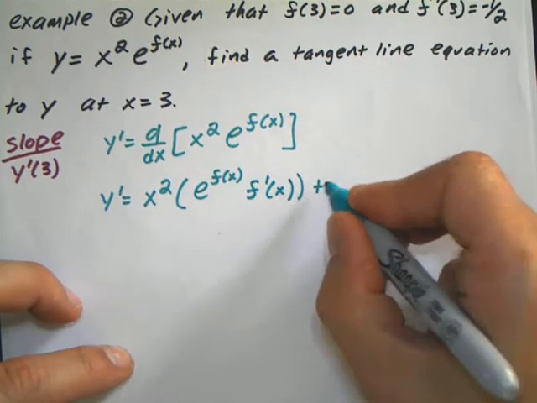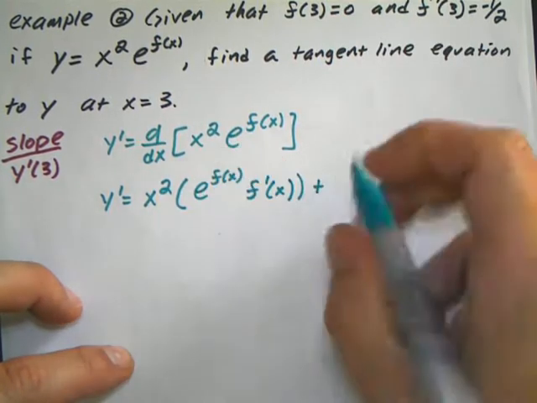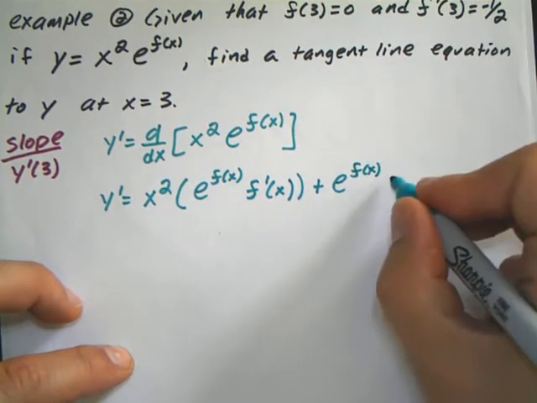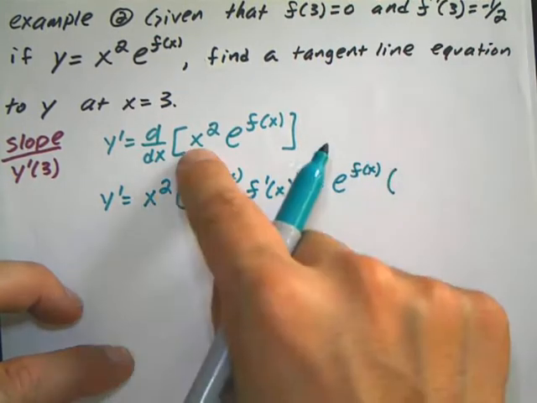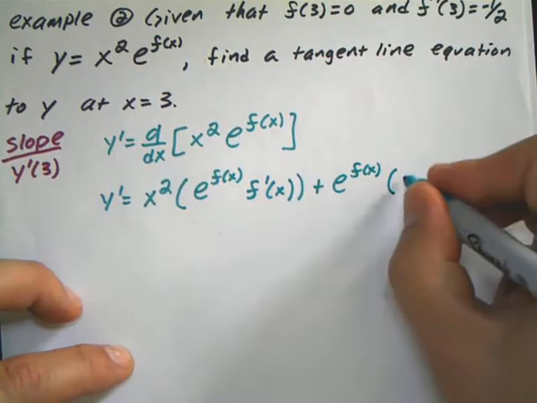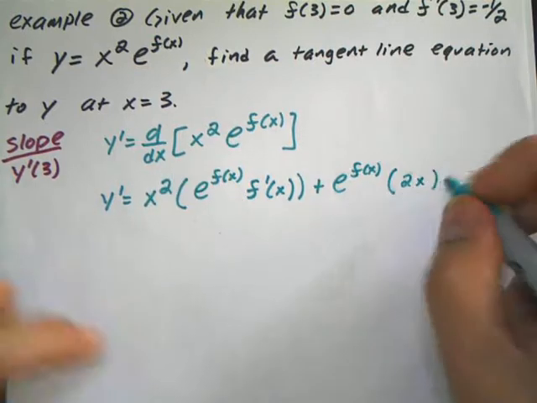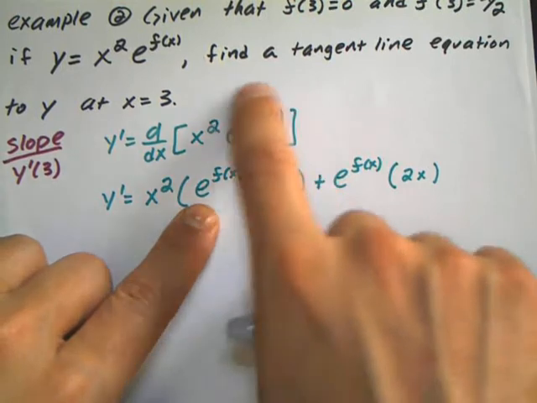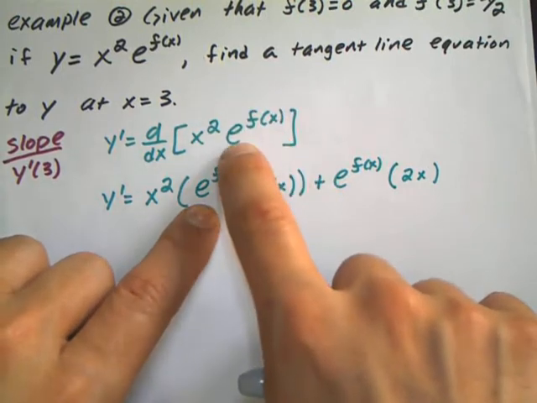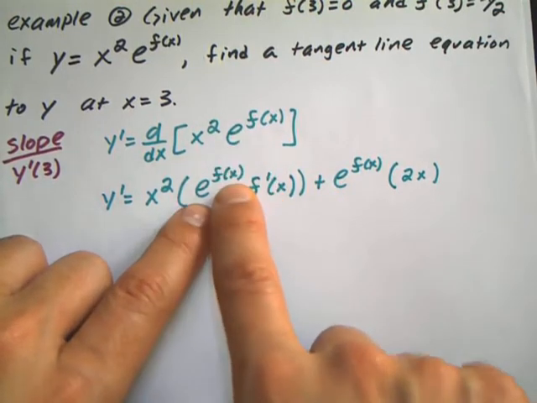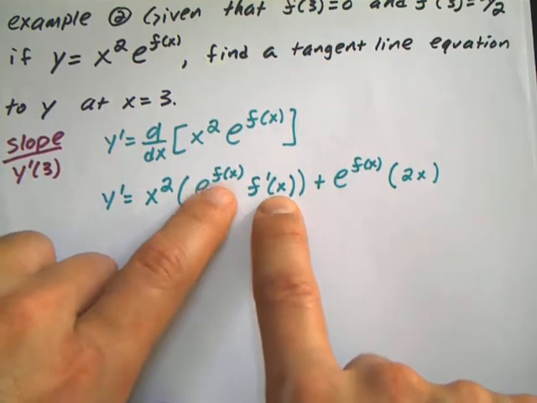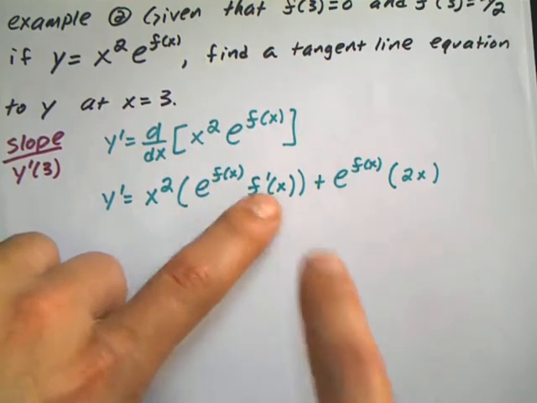And then plus keep e to the f of x the same. And then multiply that by the derivative of x squared. So that's going to be 2x. So all of this was the derivative of this term. So the derivative of e is itself e to the f of x. And then the chain rule is the derivative of the inside. And the derivative of f is f prime.